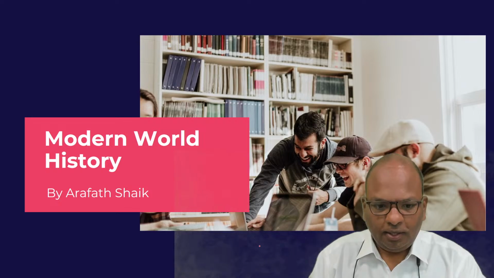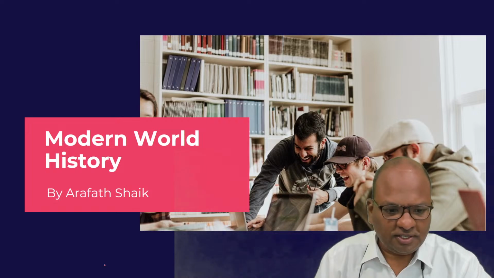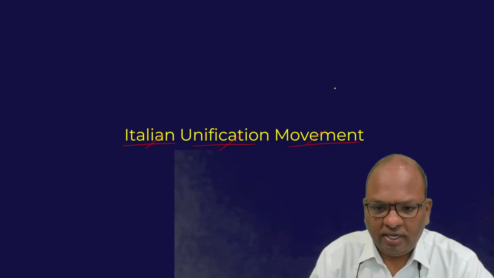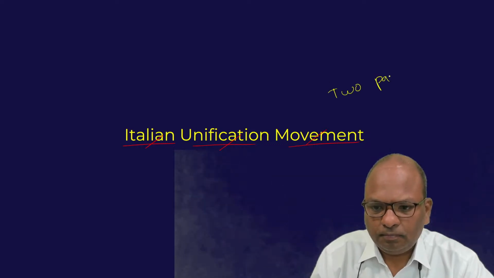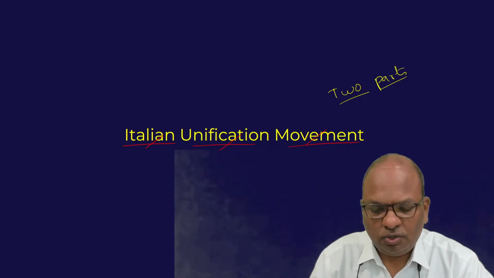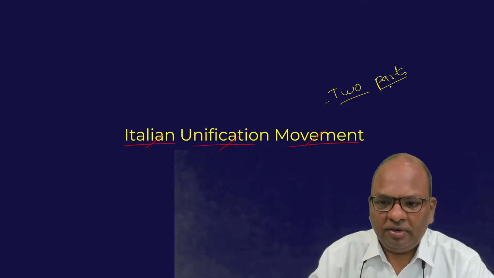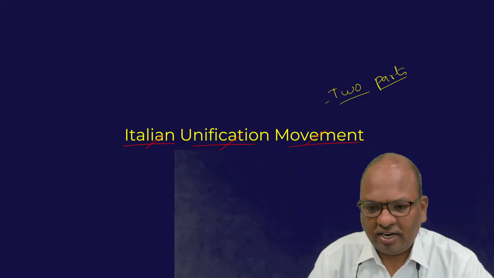I'm sorry. So the topic of today's discussion is the Italian unification movement. This is a very, very important topic of modern world history. I will be discussing it in two parts. Today, I will be discussing part one. In the next class, on Monday, I will be completing this topic and discussing the second part as well.